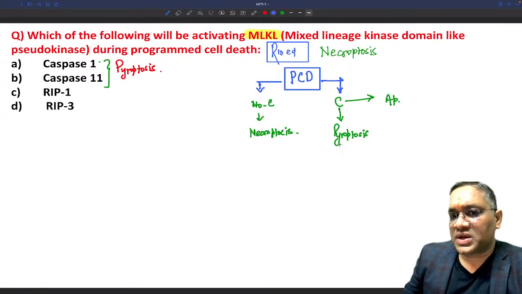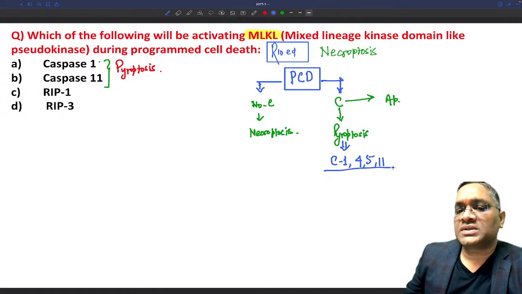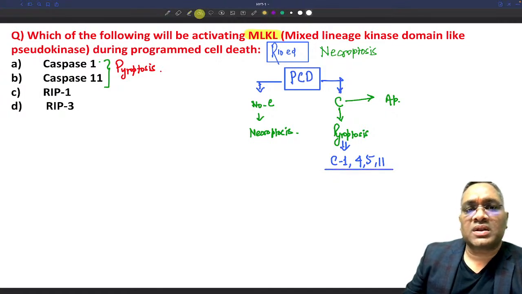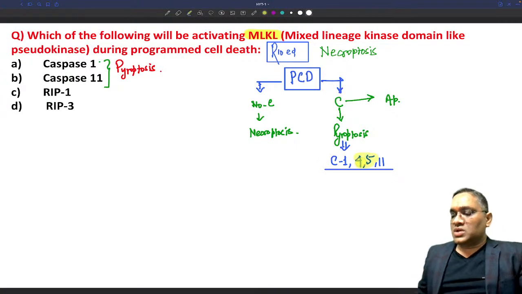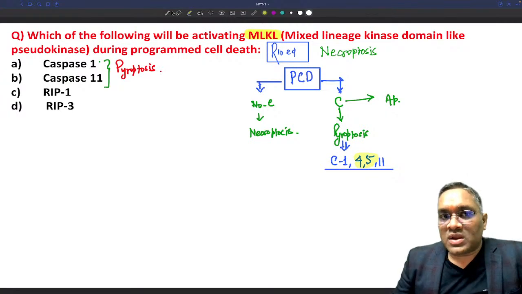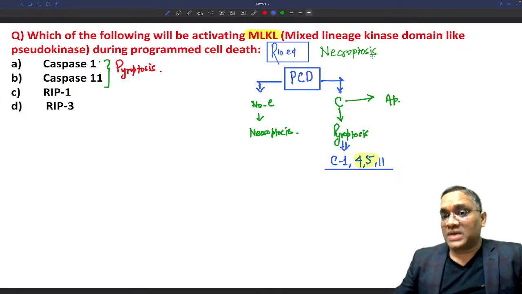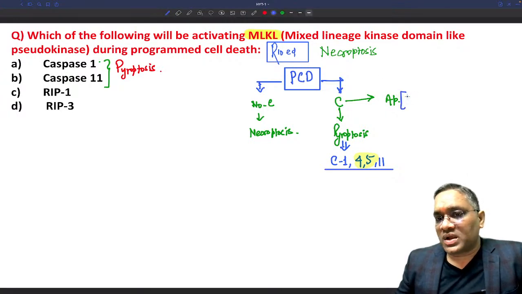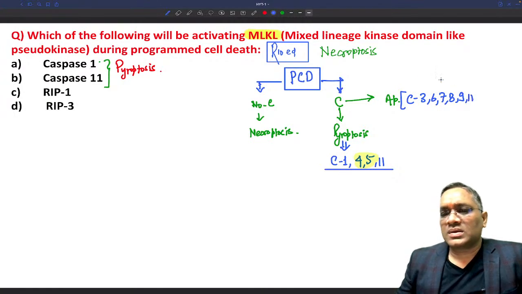So how will you differentiate? Pyroptosis will involve caspase 1, 4, 5 and 11. Again remember, this is again an update of the new Robbins, where they have added 4 and 5. Initially it was 1 and 11 only. That's the point you have to keep in mind. But when you see programmed cell death with caspase and you say it is apoptosis, it involves caspase 3, 6, 7, 8, 9 or 10, right?